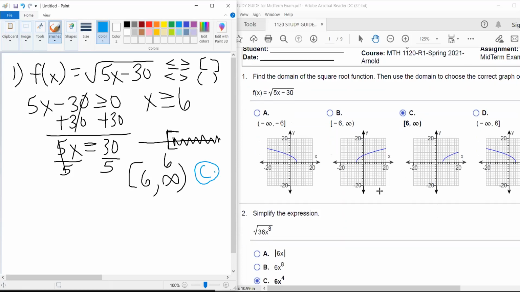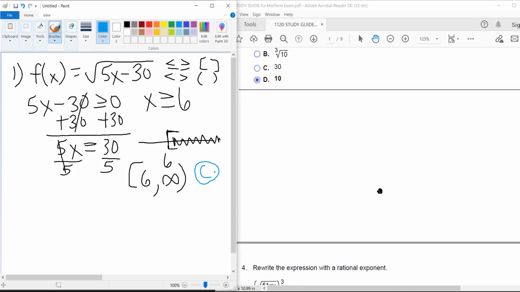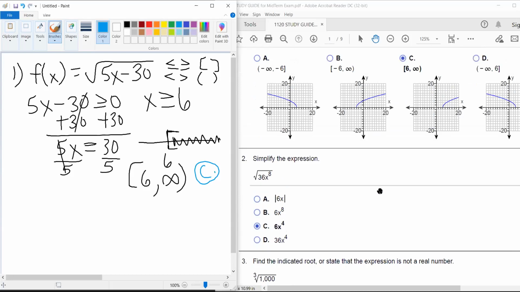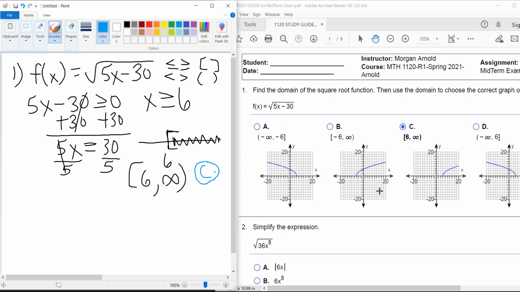I believe your entire or most of your midterm exam is multiple choice. And I think there are also the same amount of questions on the midterm as there are on the study guide.